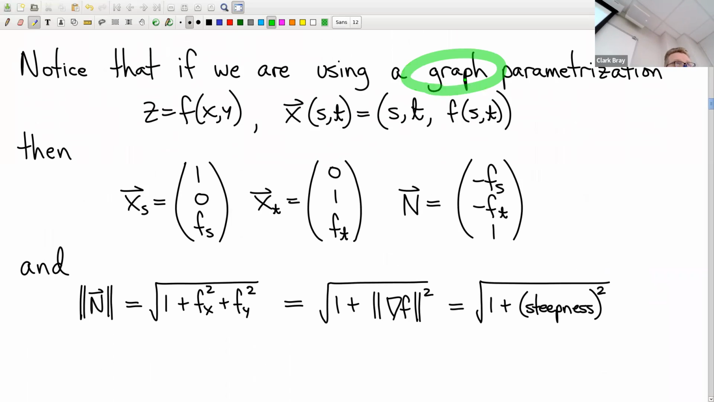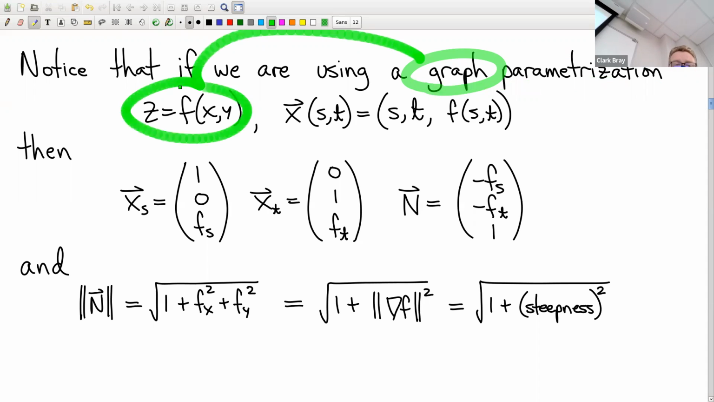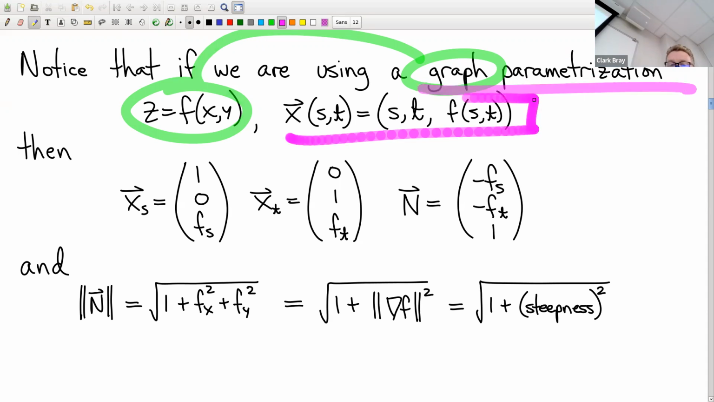If the surface you are dealing with is a graph, we know what our parametrization is going to look like. We're going to use the graph parametrization because that's so convenient. And I should make the point, this is if this is a rectangular graph, specifically. Then our graph parametrization looks like this, and that just guarantees then that our partials are going to look like that.